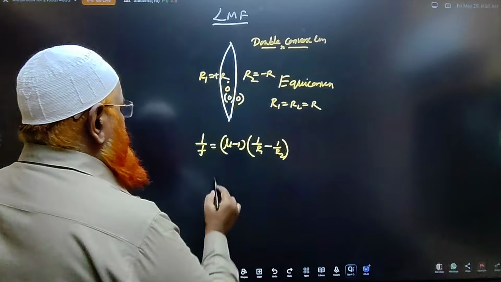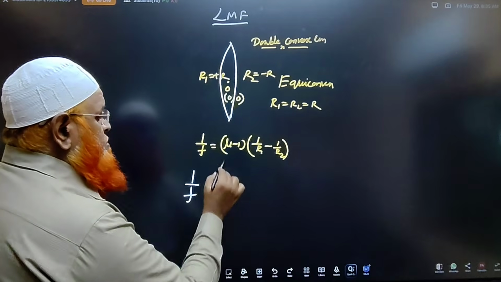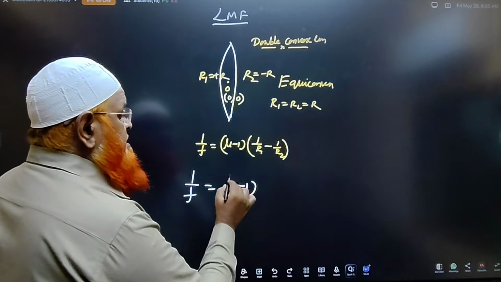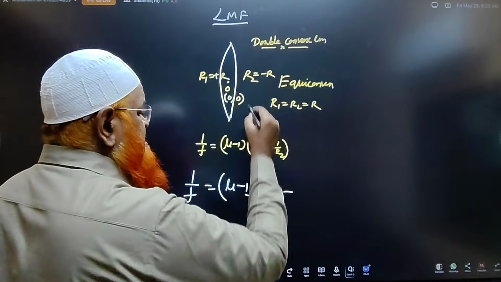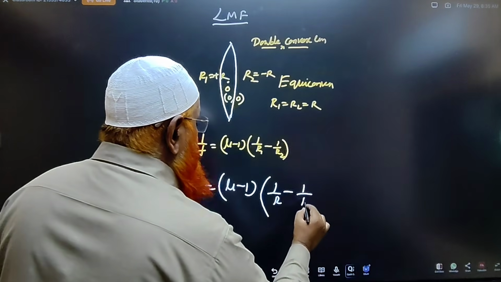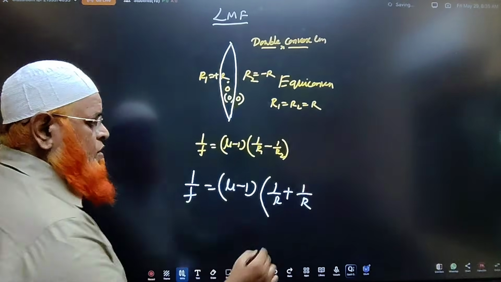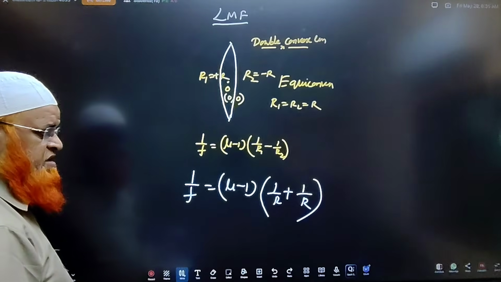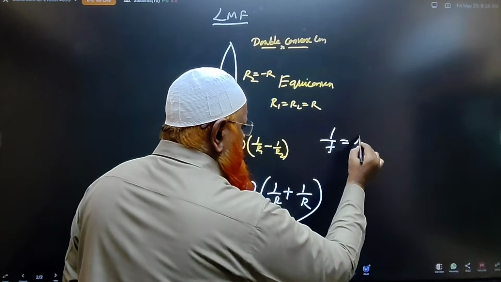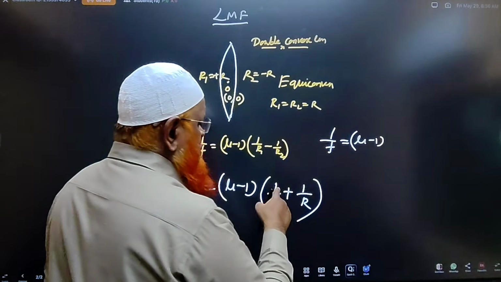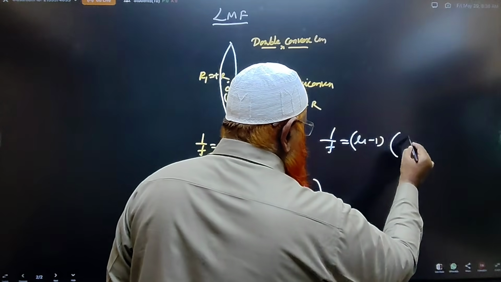Let us see. Okay, so 1 by f is equal to mu minus 1 by r1, taken as positive, minus r2, taken as minus r. So 1 by minus r becomes plus here. Okay, so what do you get from this? You will understand that 1 by f is equal to mu minus 1 into 1 by r plus 1 by r, taken as 2 by r.